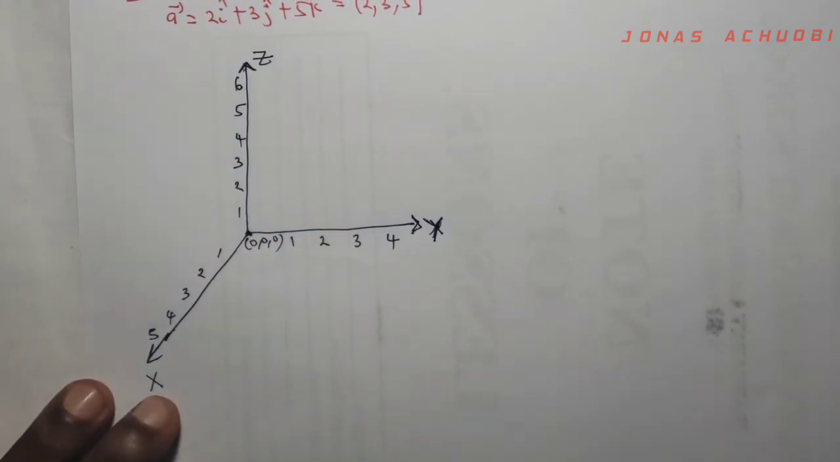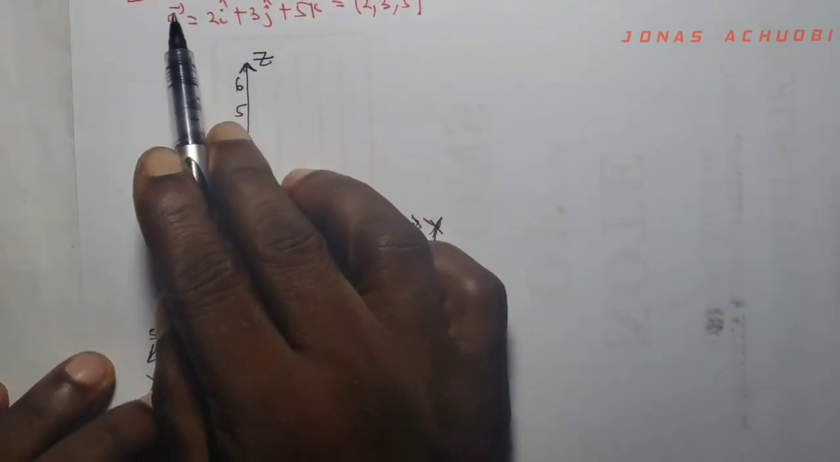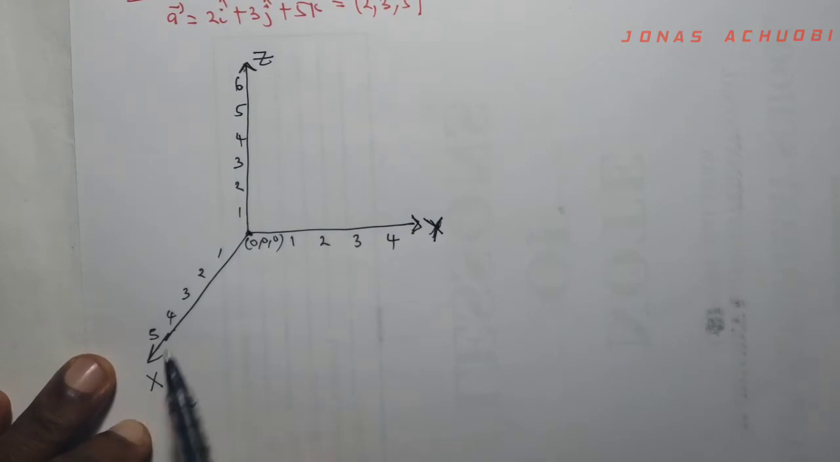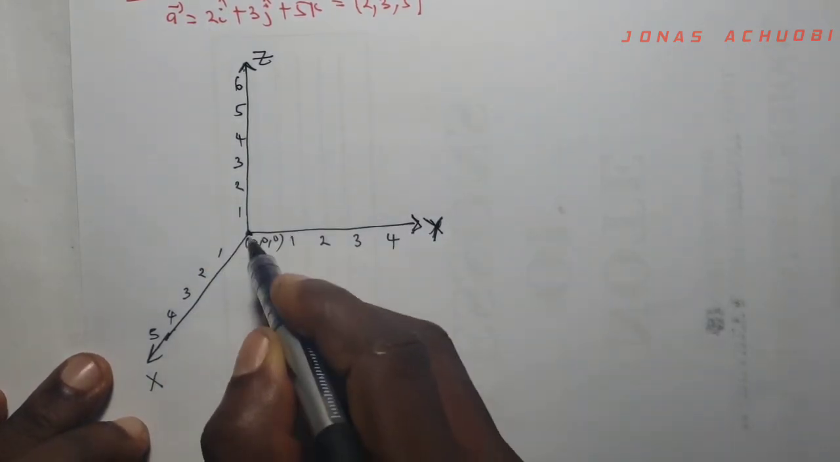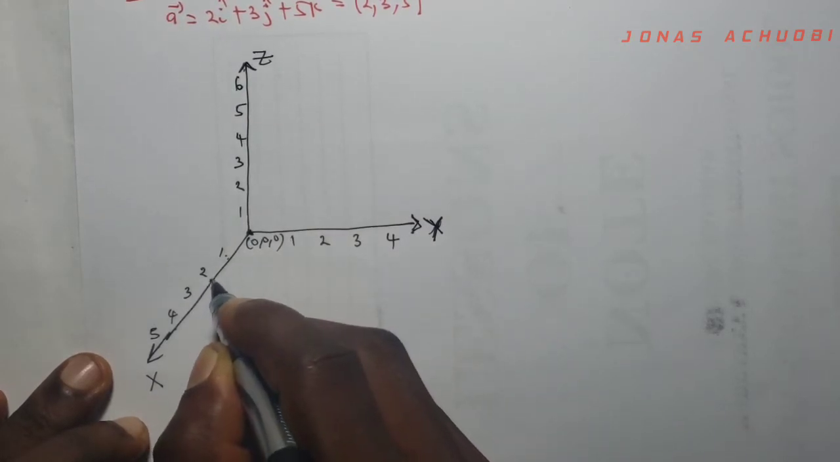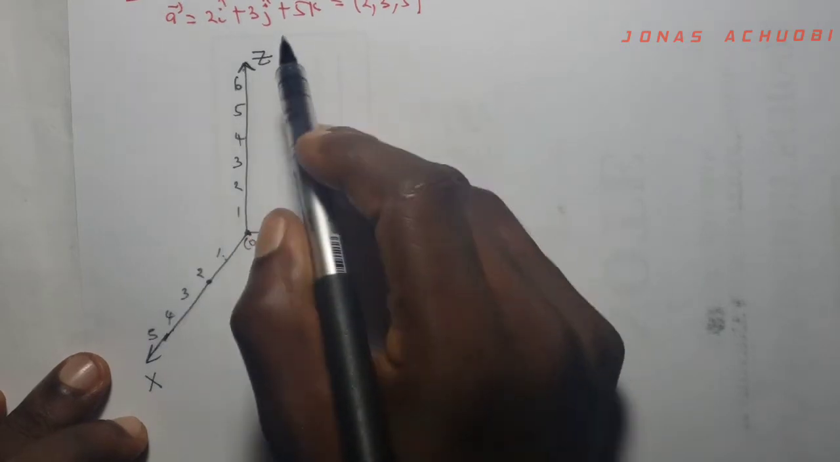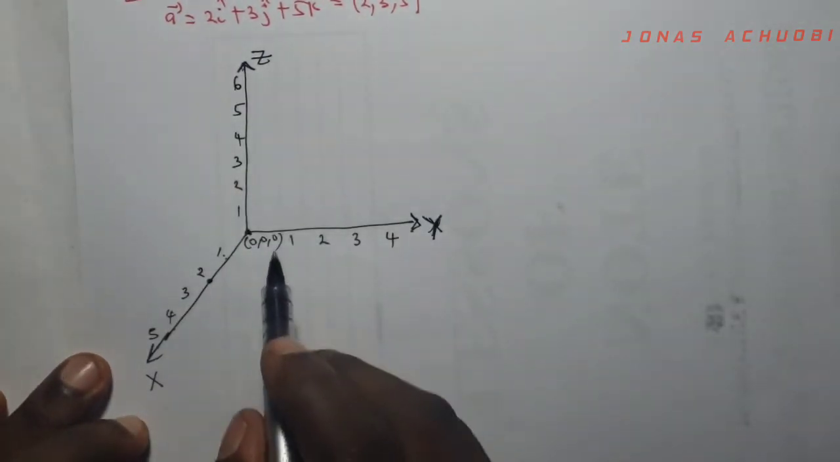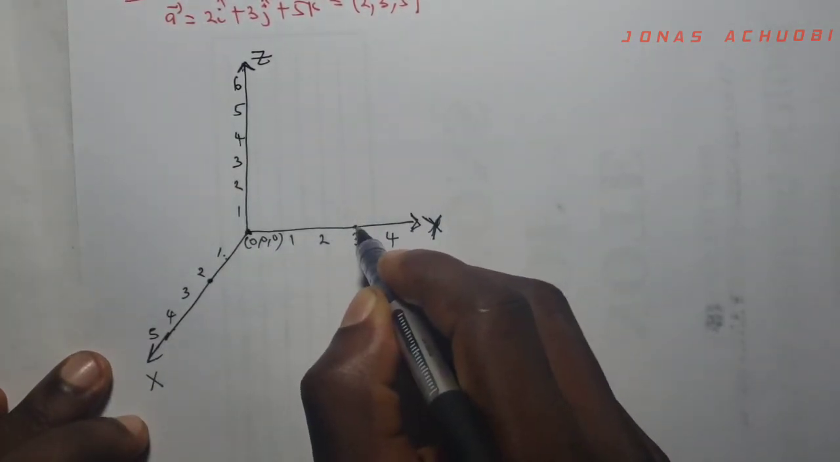Okay, now we start. Vector A, in the x direction, we have what? 2 units in the x direction. So 2 will be, this is 0, so 0 to 1, so 1, 2. So 2 is somewhere here. That is where 2 is. Now in the y direction, 3 units. So 1, 2, so 3 is somewhere here.